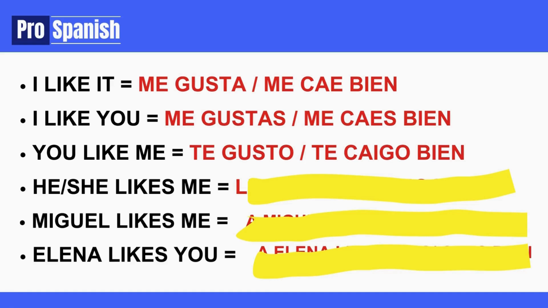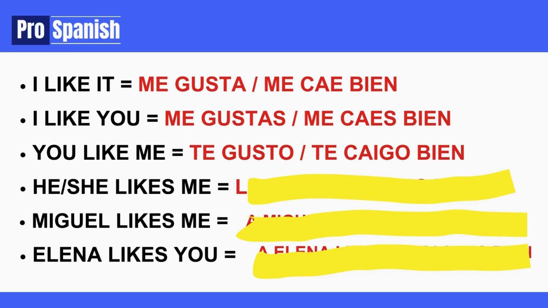And I fall well to you. So, I fall is caigo. I fall well, caigo bien. Who do I fall well to? I fall well to you. Te caigo bien. And as a question, te caigo bien? Do you like me?